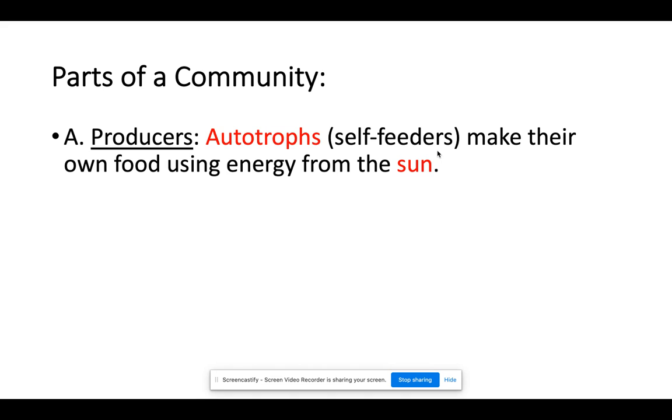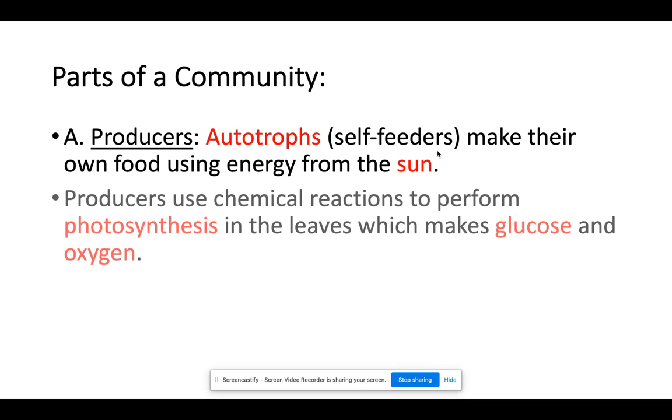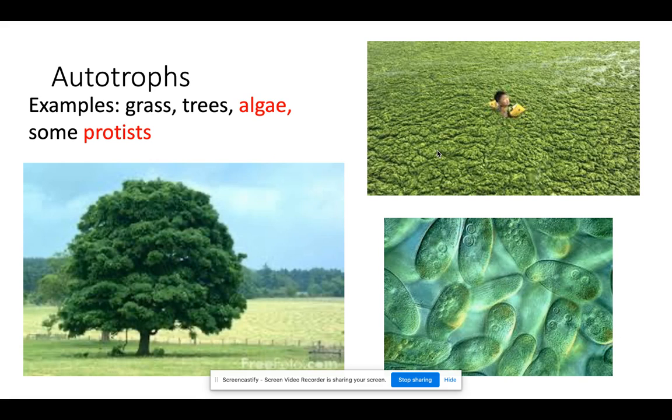Producers, autotrophs. Autotrophs are the plants. They make their own food. You can also use producers. Producers, autotrophs, same word. Producers use chemical reactions to perform photosynthesis in the leaves, which make glucose and oxygen. So if you do photosynthesis, you're a producer. You're an autotroph. Here are some examples here. Grass, trees, and algae, which is an organism that lives in fresh water and photosynthesizes. Protists, some protists, they do photosynthesis. So basically, if you do photosynthesis, you're an autotroph.